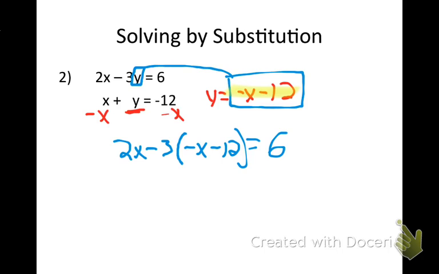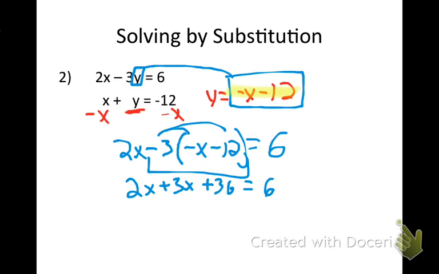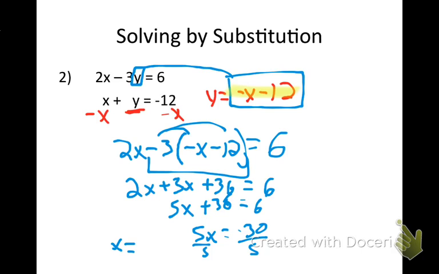Yeah. What do I need to distribute on this one, more importantly? Yes, I need to distribute this negative 3. So I get 2x plus 3x plus 36 equals 6. Recognize I took the negative 3 to everything. From here I solve for x. 2x plus 3x, I get 5x plus 36 equals 6. I get 5x equals negative 30. Divide by 5. And x comes out to be negative 30 divided by 5, Reagan?